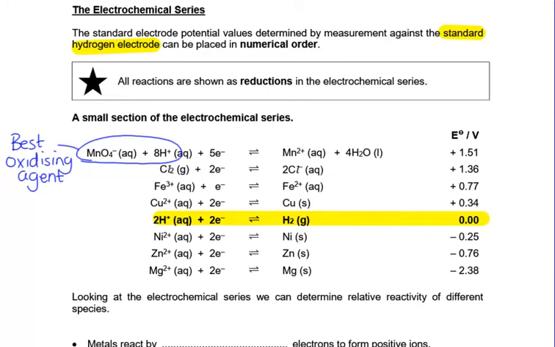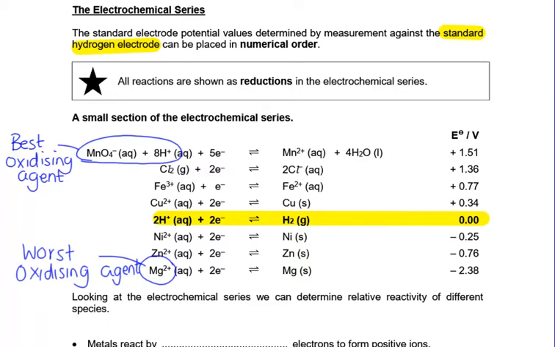And Mg2+ would be our worst oxidizing agent because it's a negative number. It really doesn't want to be reduced. It really wants to go backwards. It doesn't really want to act as an oxidizing agent and gain electrons. It's minus 2.83. It really doesn't want to do it. So that would be our worst oxidizing agent.